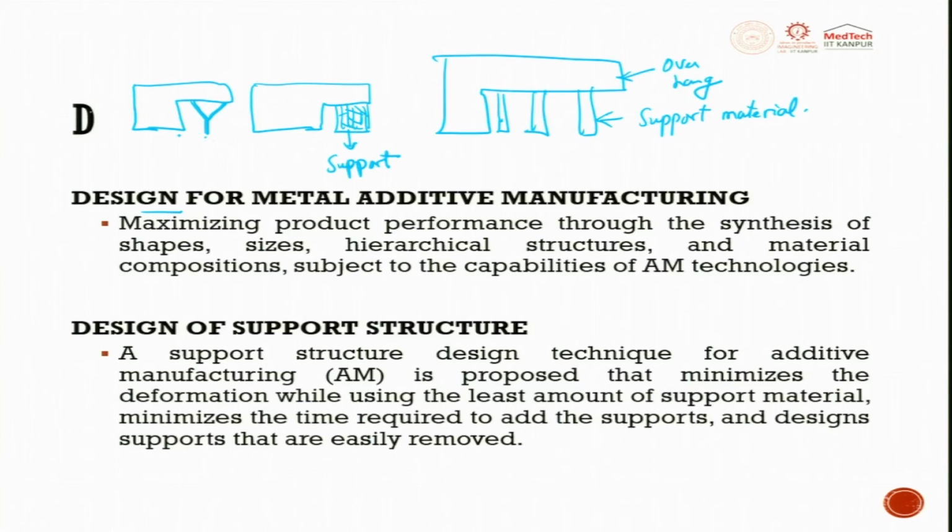In order to understand these things, there is a new topic which is coming out called design for support structures. A support structure design technique for additive manufacturing is proposed that minimizes the deformation while using the least amount of supporting material, minimizing the time required to add the supports, and designing supports that are easily removable. So all these things are part of design for support.